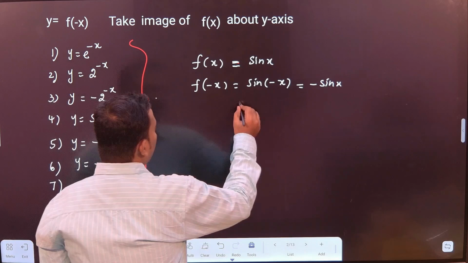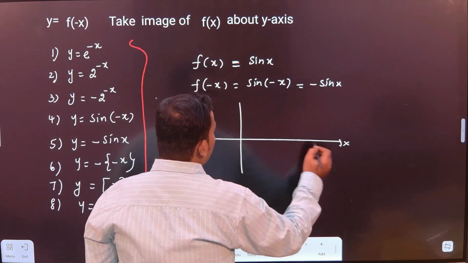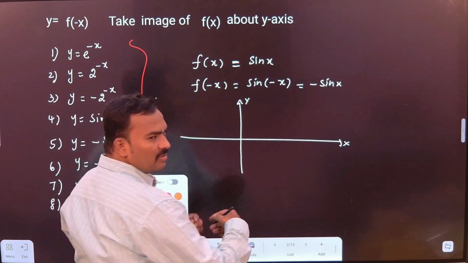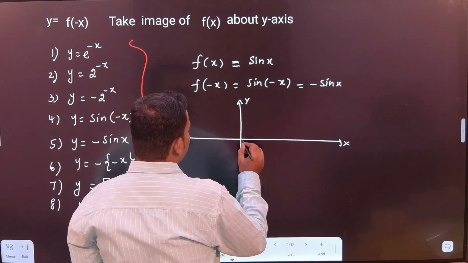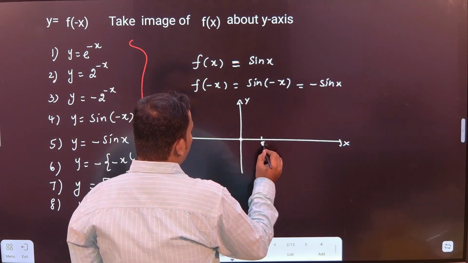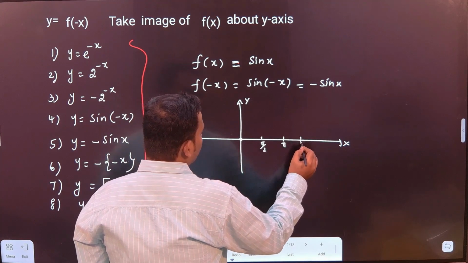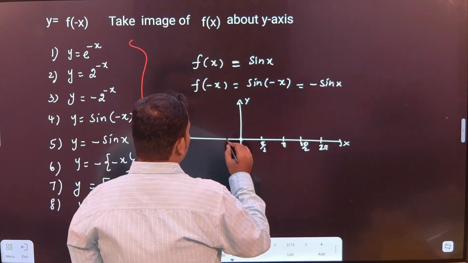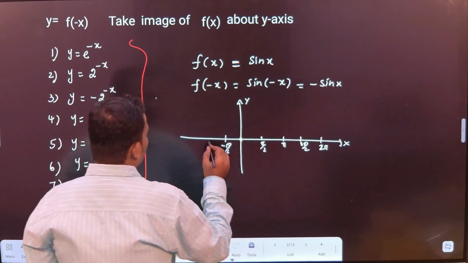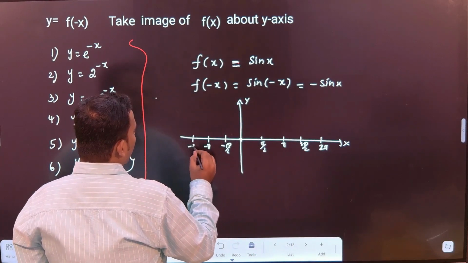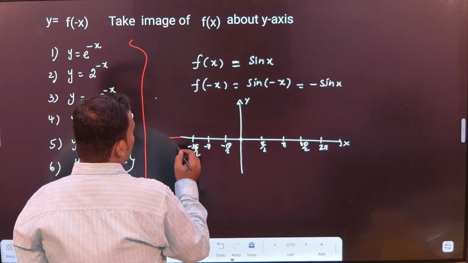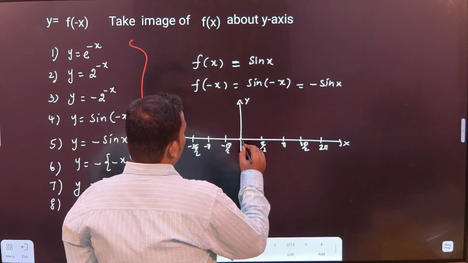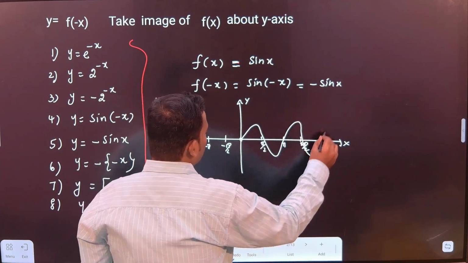You can see the sin x graph. Let us take the x-axis and this y-axis. The domain is what? All the real numbers, right? So let us take 0, and here is pi by 2. This is pi. This is 3 pi by 2. This is 2 pi, right? So here is minus pi by 2. This is minus pi, minus 3 pi by 2. This is minus 2 pi, right? Okay. So the graph will be like this, correct?